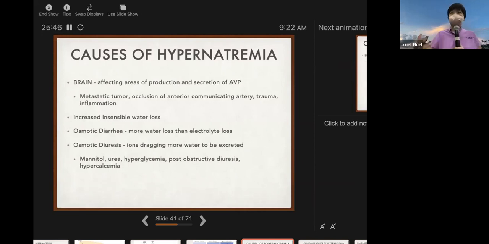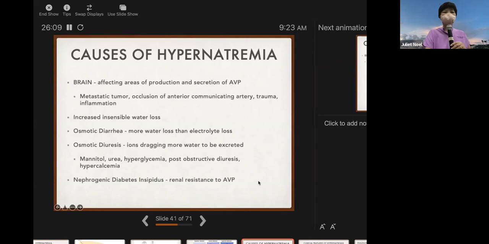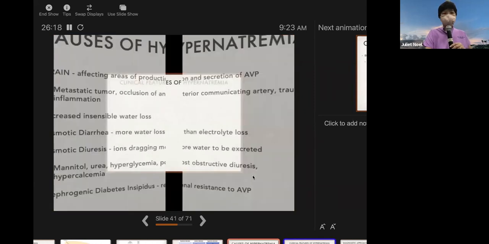So they will have a post-obstructive diuresis, or if the patient has a stone and it's removed. In post-obstructive diuresis, the tubules cannot conserve, so it will just lose water and everything, and you can develop electrolyte imbalance. Then nephrogenic DI, so there's a renal resistance to vasopressin.